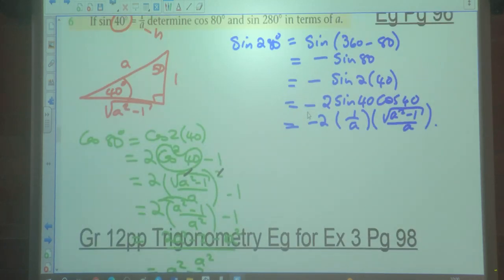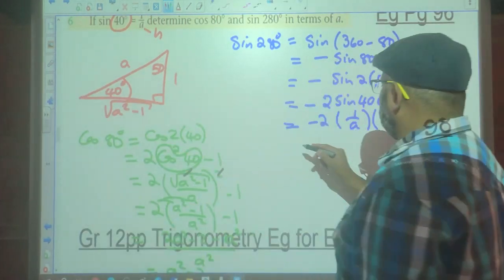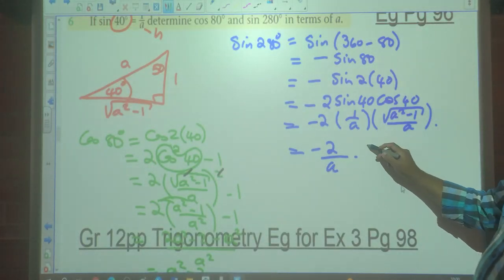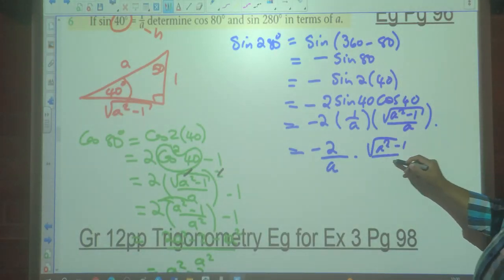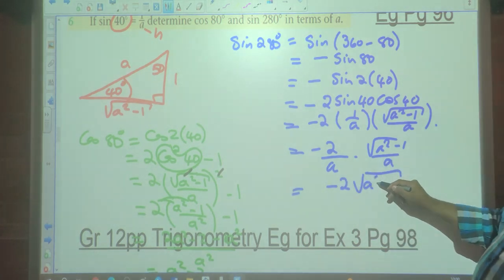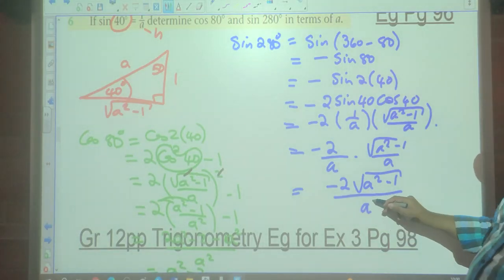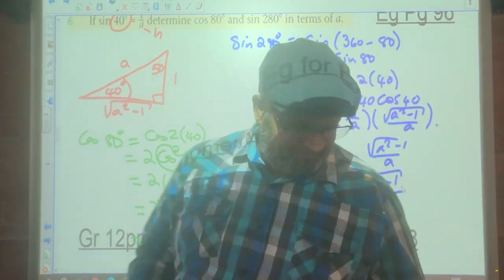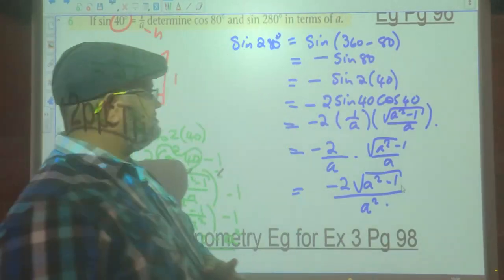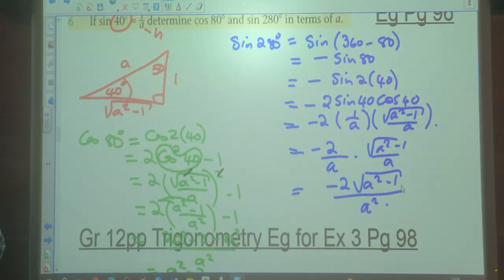Okay, so I need to tidy this up a bit, which gives me negative 2 over a times the square root of a squared minus 1 over a, which is negative 2 root a squared minus 1 over a squared. Okay. Any confusion there? Other than the sum is beautiful. No? Nothing else. Okay.